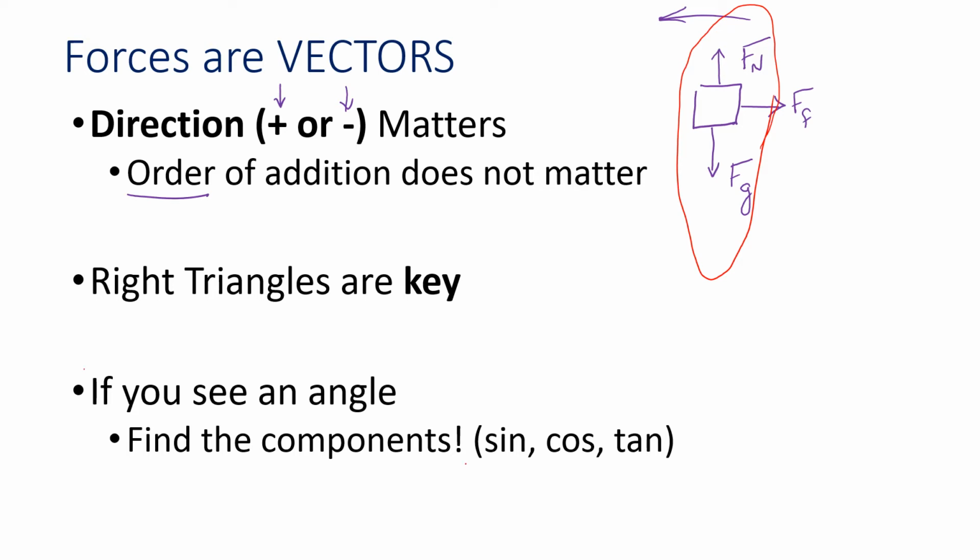If you're in my on-level physics, you don't need to worry about angles and sine, cosine, and tangent. But you do still need to make sure that things that are going up are positive, things that are going down are negative. Right is positive, left is negative.